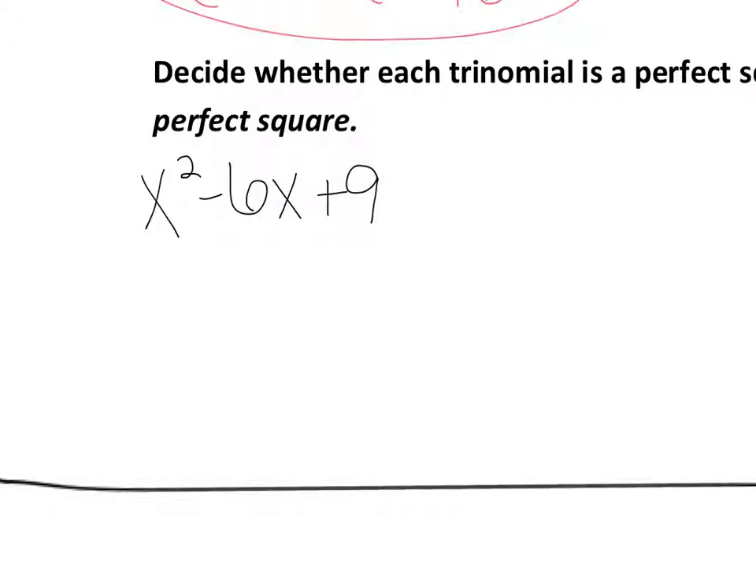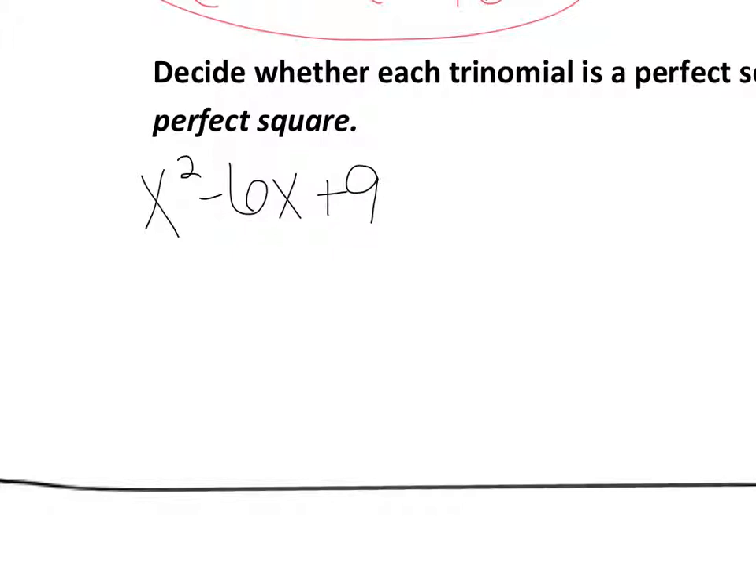So if this is a perfect square trinomial, I have to check for 2 things. But before we check for those 2 things, we're going to start over at the very beginning. And what is the first thing we always check for? Greatest common factor. X squared, 6x, and 9, any common factor? Okay, no greatest common factor. Next, you're going to count the terms. How many terms do I have?